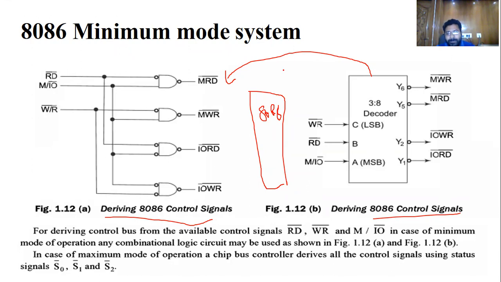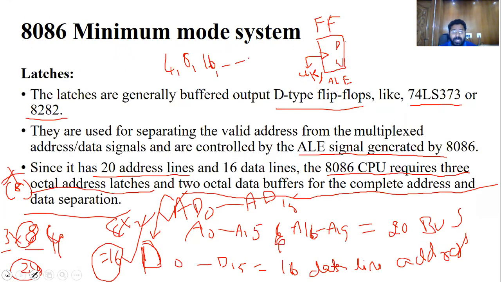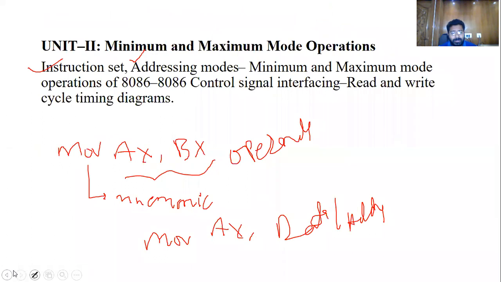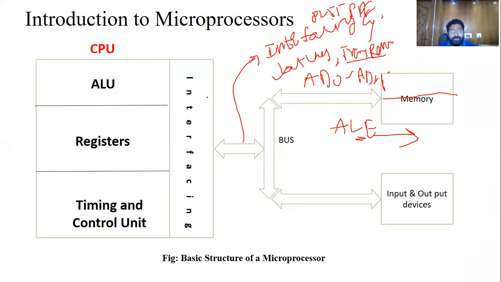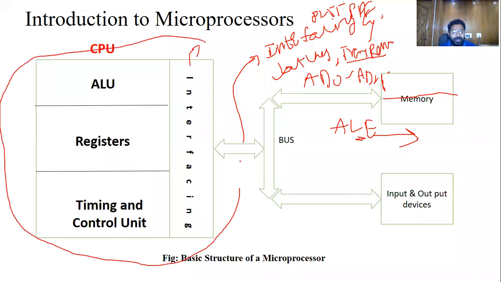These pins, WR bar, RD bar, M by IO bar, are connected externally. Remember, these are all available externally, not in the microprocessor. This is the CPU, and the CPU has only the pins. Whatever we are discussing, the interface devices, latches, transceivers, decoders, multiplexers, are all available on the outer side of the chip.